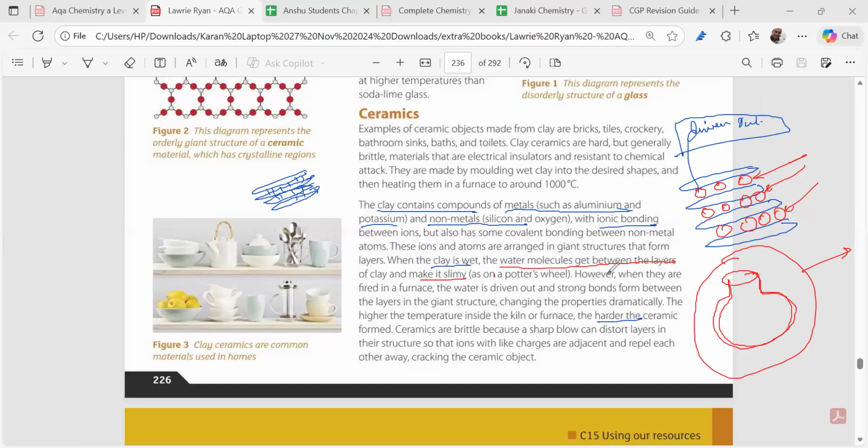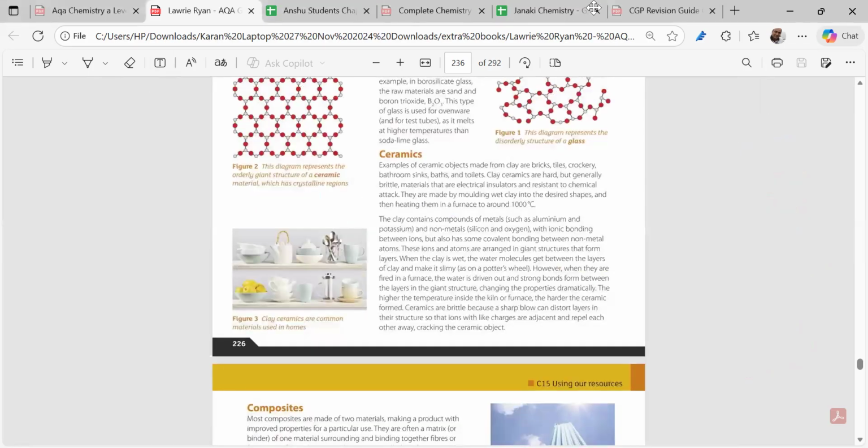But ceramics have a negative point. What's the negative point? They shatter. Ceramics are brittle. A sharp blow can distort the layers, and thus it can be brittle. Clear? Composites, my suggestion, you have to study from the CGP book.